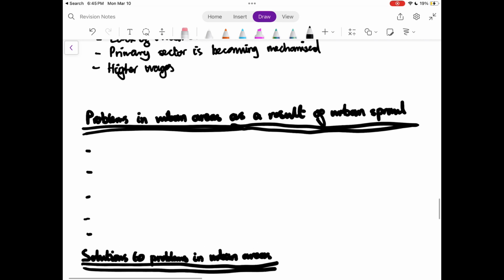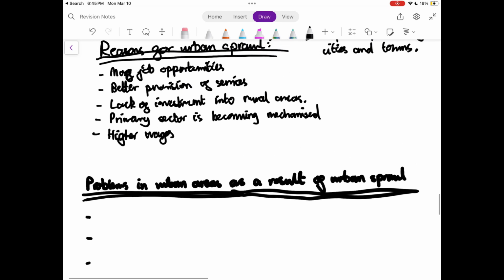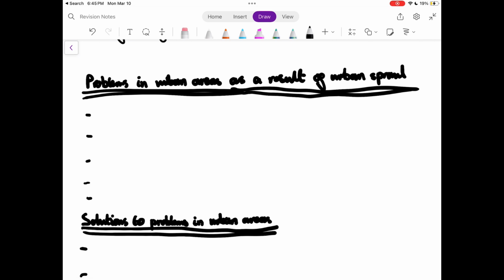Okay, so now we're going to look at the problems that all these factors that we talked about cause in urban areas. One problem is overcrowding and congestion. This is because when people migrate to urban areas, there may be a lack of space for people to live in housing. This could lead to people sharing houses, and public spaces may also be over-congested with people. This could have a negative impact and could also increase noise pollution.